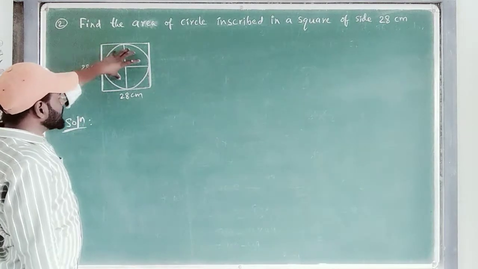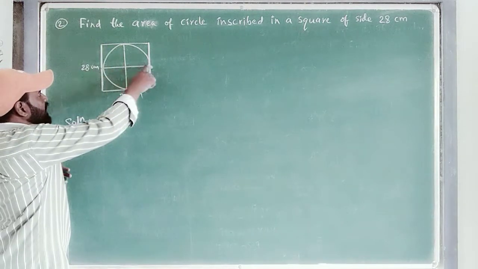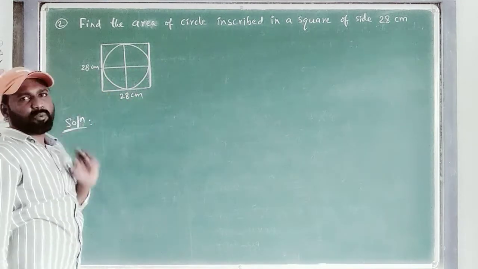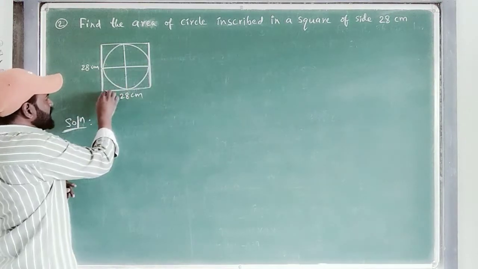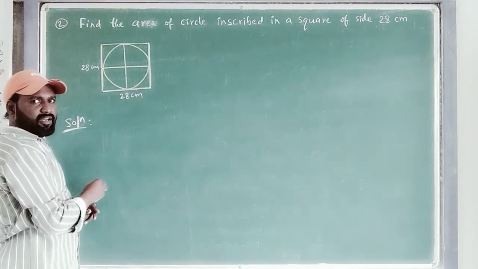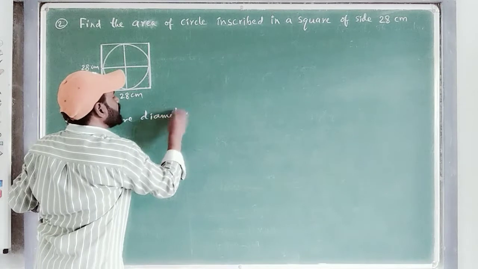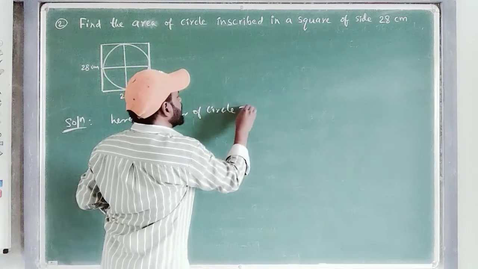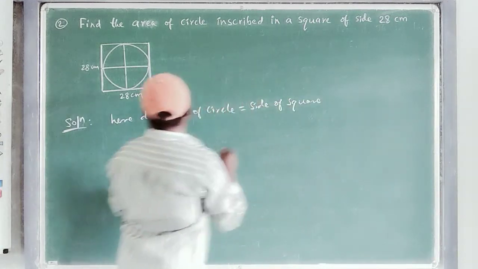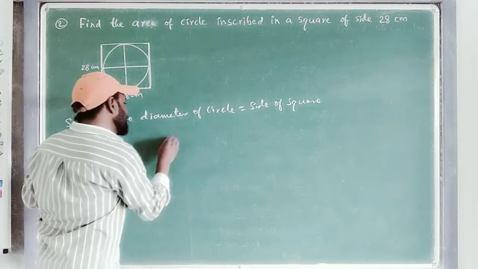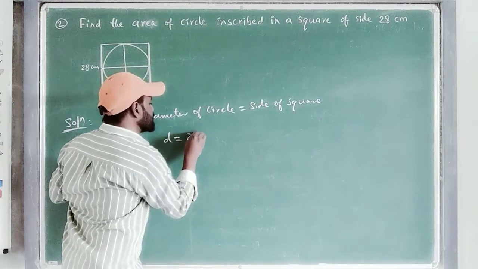So here the circle is inscribed. Exactly the circle is inside the square. So the diameter of the circle is equal to the side of the square. By looking at the figure, we can understand that the diameter of the circle is equal to the side of the square. Understand? So here diameter of circle is equal to side of square. So diameter of the circle, D, is equal to the side of the square, which is given as 28 centimeters.